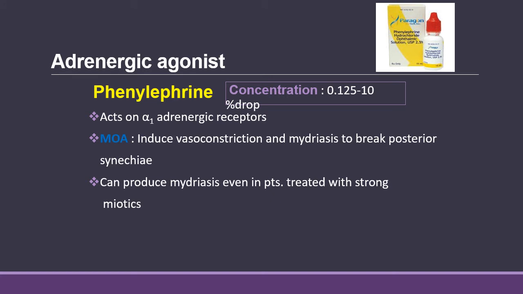Another adrenergic agonist is phenylephrine. It is used in a concentration of 0.125 to 10 percent. It acts selectively on alpha 1 receptors. The mechanism is that it causes vasoconstriction and mydriasis and also breaks the posterior synechiae formation. It can produce mydriasis even in patients treated with miotics. So it is a stronger mydriatic.